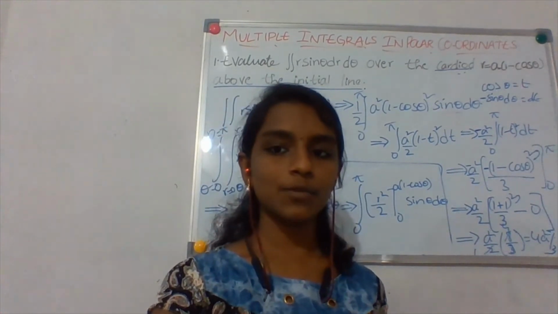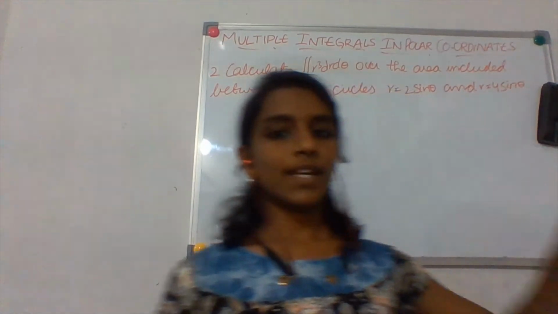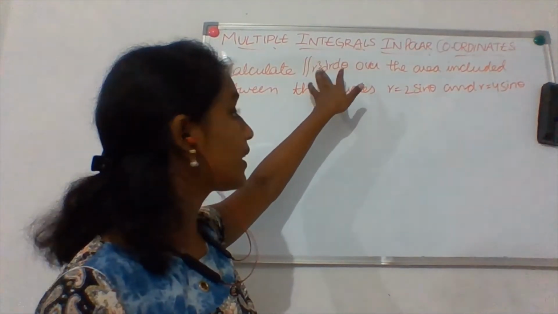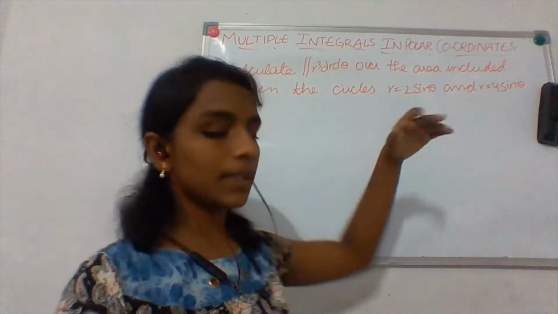So now, that is it. Let us move into the second problem. Okay, so now let us look at this problem. Calculate the double integral of r cube dr d theta over this area included between the circles.